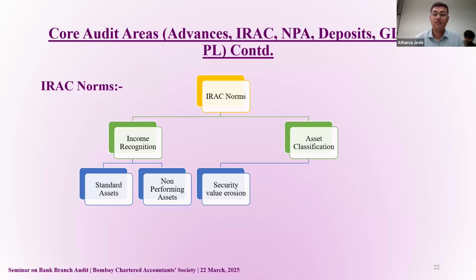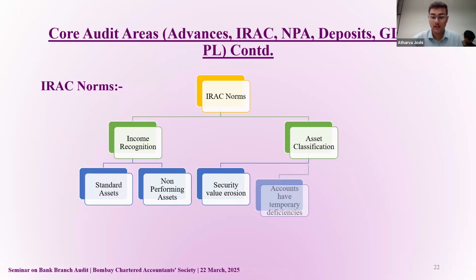But if the realizable value of the security, as assessed by the bank or by the auditors of the bank, is less than 10% of the outstanding balance of the borrower account, the existence of such security should be completely ignored and the asset should be straight away classified as a loss asset. 100% provision would be made on loss assets.